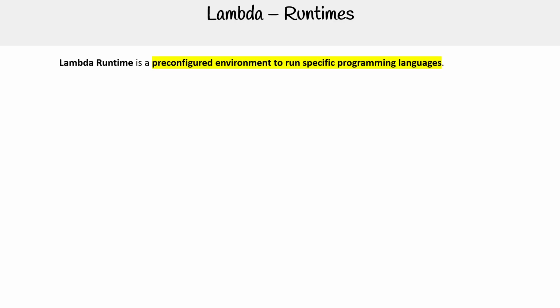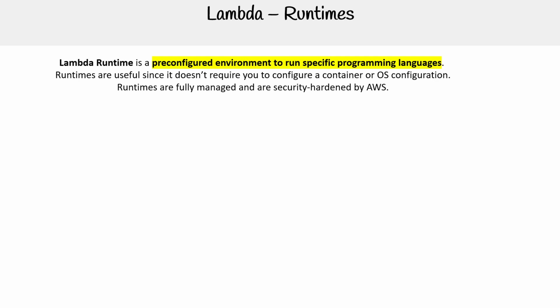Lambda runtimes is a pre-configured environment to run specific programming languages. Runtimes are useful since they don't require you to configure a container or OS configuration. Runtimes are fully managed and are security hardened by AWS. That's a good reason to use these Lambda runtimes.